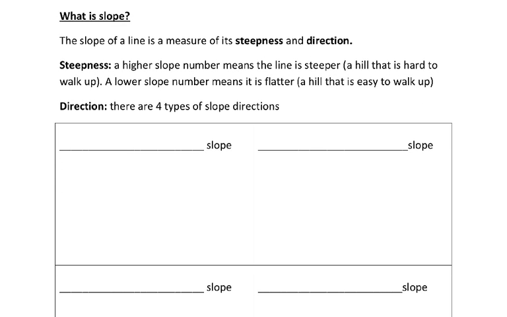So let's first talk about what is slope. The slope of a line is the measure of its steepness and the direction. The steepness means that a higher slope number means the line is steeper, so think of a hill that is hard to walk up. A lower slope number means it is flatter, so a hill that is easy to walk up.